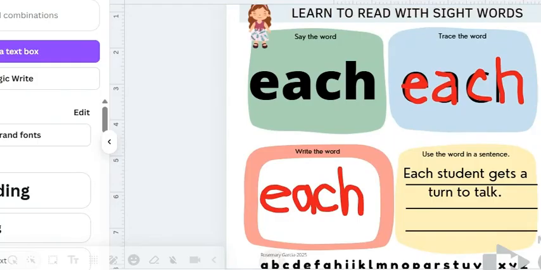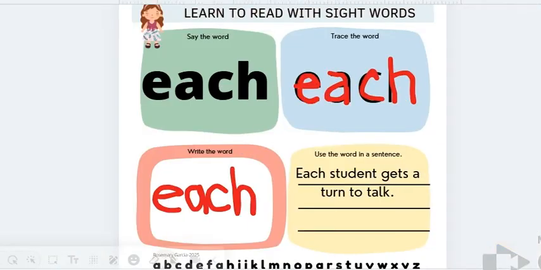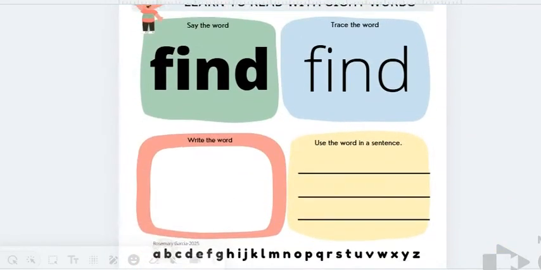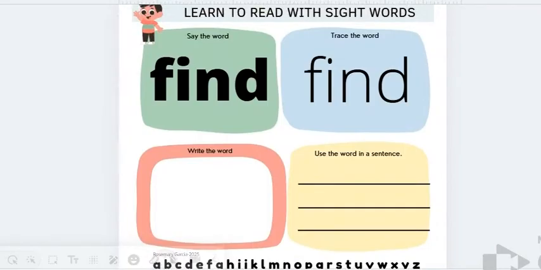You can also say each child gets a turn to talk. Each girl gets a turn to talk. So there's a lot of varieties you could use when it comes to writing your sentence. And that is the word each. We are moving on here. Next word of the day is find. Say that with me. Find.